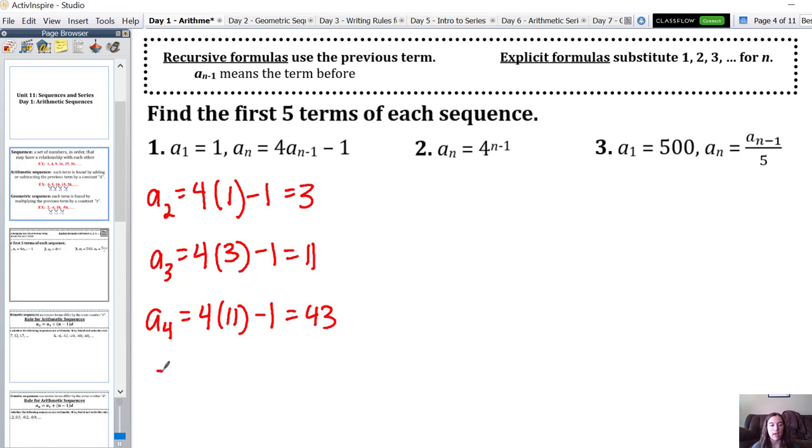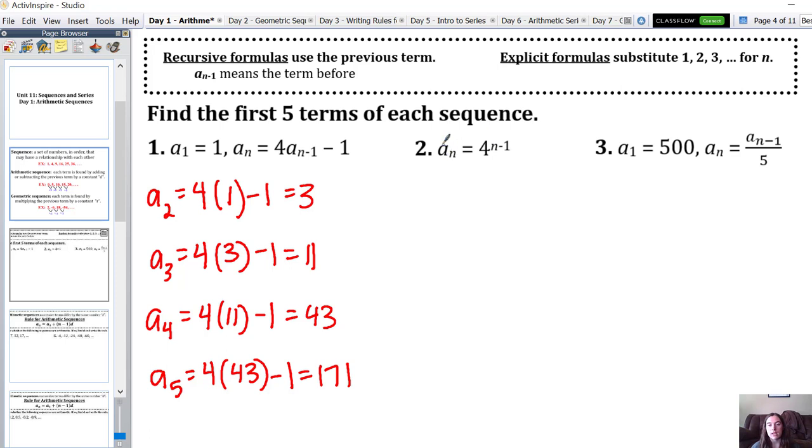Then for a sub 5, we need 4 times that previous value, which was 43, minus 1. 4 times 43 is 172, minus 1 is 171. And that's our fifth term, and we know that because it's got a sub 5. So we've got all 5 of the terms that we need.